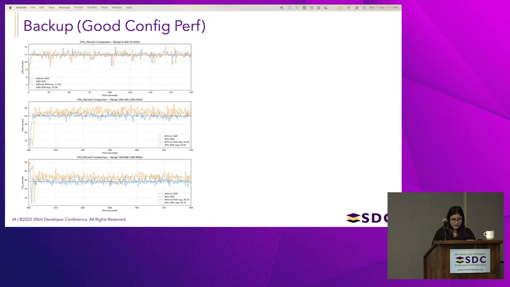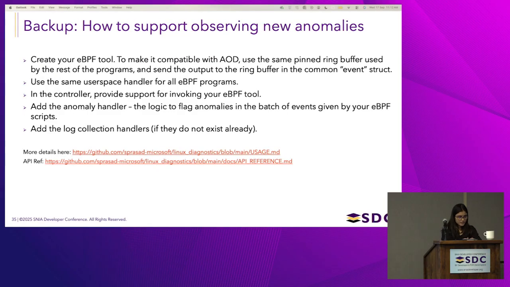I think we are nearly at the end, but I have a backup slide on how to add support for observing new anomalies. So you basically need to create your eBPF tool or take any existing eBPF tool. To make it compatible with AOD, you need to use the eBPF ring buffer to send the output to the user space. And you need to use the same shared user space handler to load and attach the kernel space program. And you need to send the output in the common event structure. So all of this is documented inside the API reference and the usage guide.